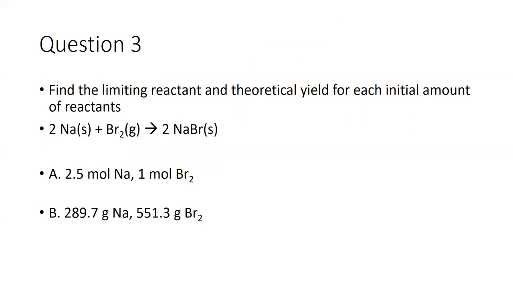All right. So here's a question for you. I have a chemical reaction. 2 moles of sodium plus 1 mole of bromine make 2 moles of sodium bromide. If in A, I start with 2 moles of sodium and 1 mole of bromine, what's my limiting reactant and theoretical yield? In B, it's the same idea, but I'm starting in grams here. What's my limiting reactant? What's my theoretical yield? All right. So I will pop up the poll, and the question timer here relates to 1A.